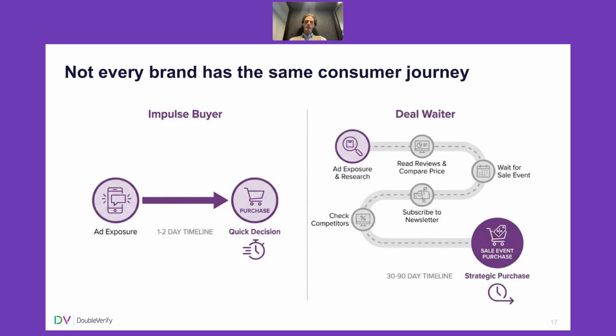But what if this customer is more someone who waits for a sale or waits for a deal? In that case, the decision to purchase could be anywhere on this journey. So you have a lot of ad exposures, then the person might read some reviews, compare prices. They may subscribe to an email or an SMS. They might check your competitors. They might then decide, well, this is a big ticket item. It's something that costs a lot of money. Let's say it's a piece of furniture or something. And so they decide, I'm going to wait for a sale event. I know that this brand goes on sale. I know that I'm going to buy it, but I'm going to push off my purchase until there's a good deal available. And on this journey, the decision could happen anytime.